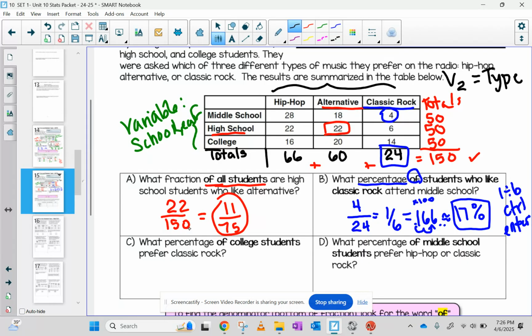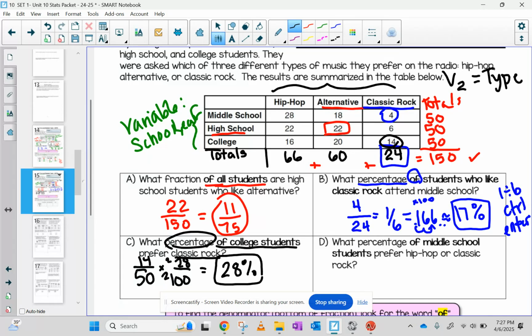What percentage of college students, so now I'm looking at the college students, go across, of the 50 college students prefer classic rock? So look at classic rock, who falls in the college? 14 of them right here, of the 50. Notice I'm looking for a percentage, and if I scale it up, 28 out of 100, which is 28%. Remember, percents are out of 100.